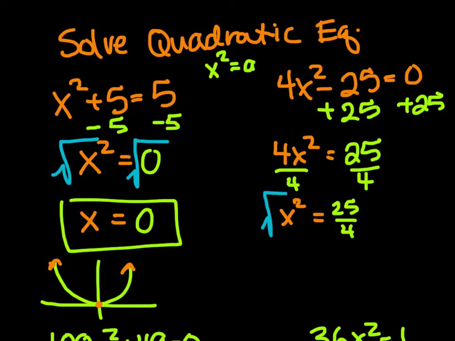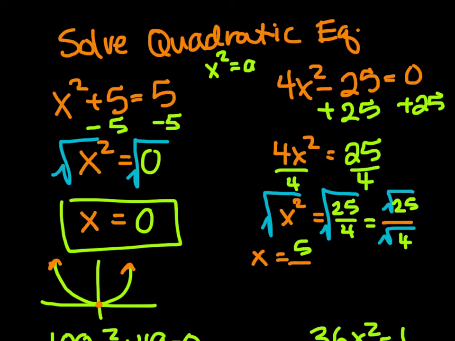Here's the tricky part. We need to take the square root of both sides. So the square root of x squared is simply x. But the tricky part actually comes into the part where we have x squared is equal to 25 over 4. And we can rewrite that as saying the square root of 25 over the square root of 4. So the square root of 25 is equal to 5, and the square root of 4 is 2. So x can equal a positive or a negative 5 halves, or positive or negative 2.5. Kind of cool.